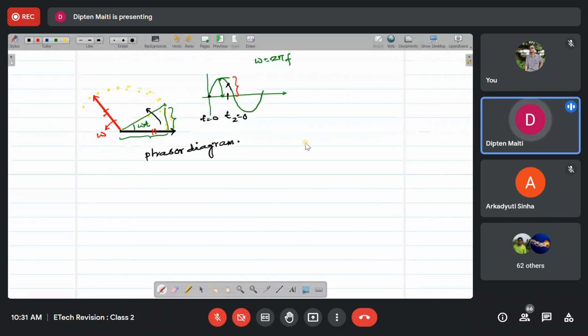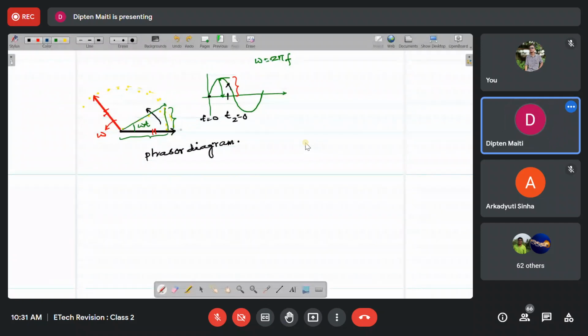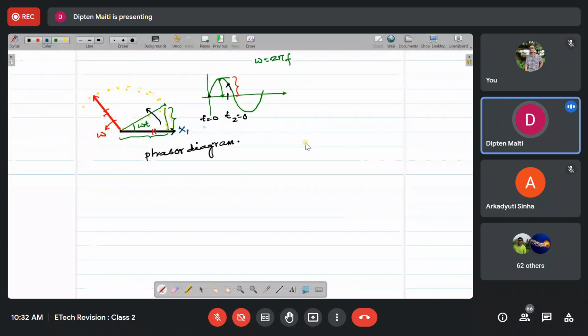So this line should be proportional to the length of the RMS value of the sinusoidal term you are trying to represent. And further, you should write the peak value, RMS value of the sine wave. Let's say here, if you consider the earlier case, x1, you should write that the length or RMS value of this is x1. So this forms the complete phasor representation.